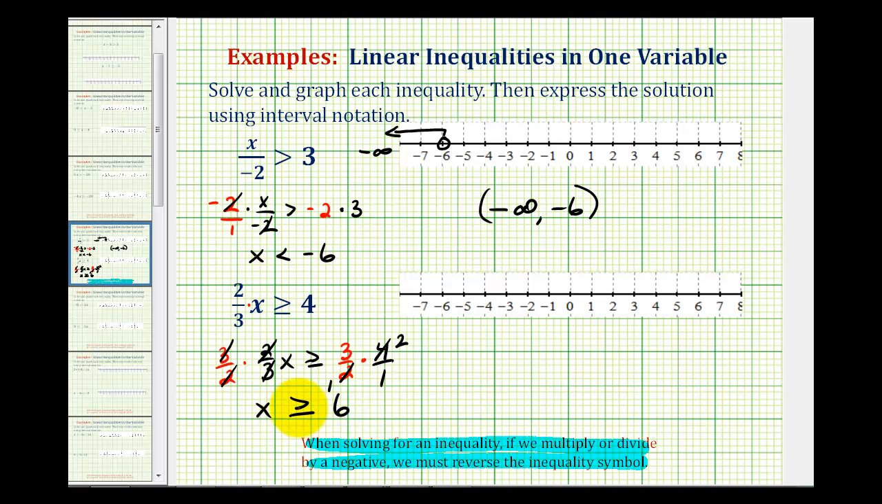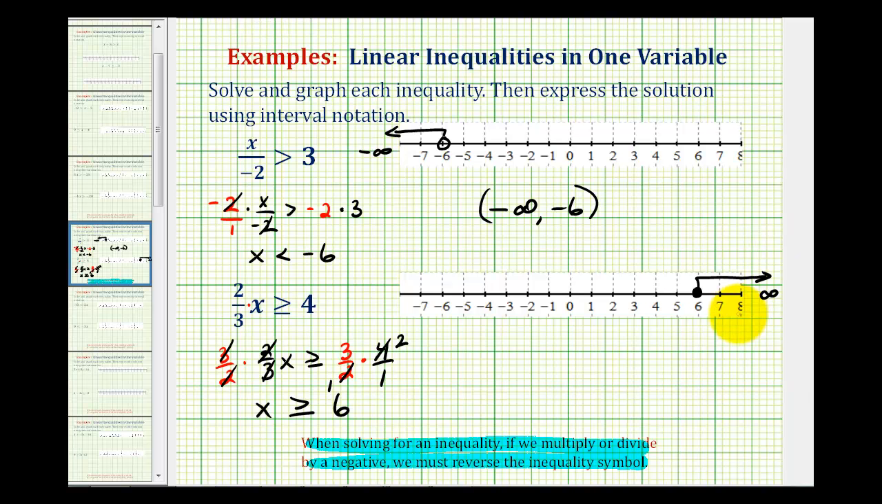And notice now 6 does satisfy this inequality because of the equal part. So to show this, we make a closed point on +6. And then for numbers greater than 6, we have an arrow to the right. And as we move right on the number line, we would be approaching +infinity.